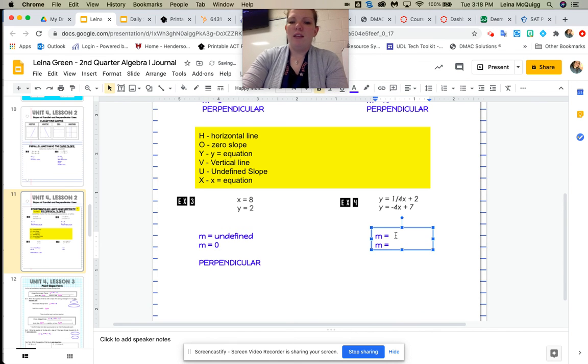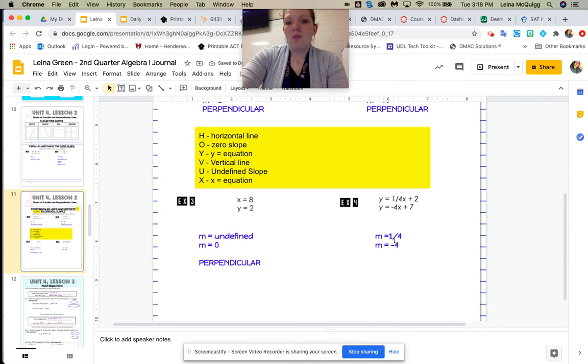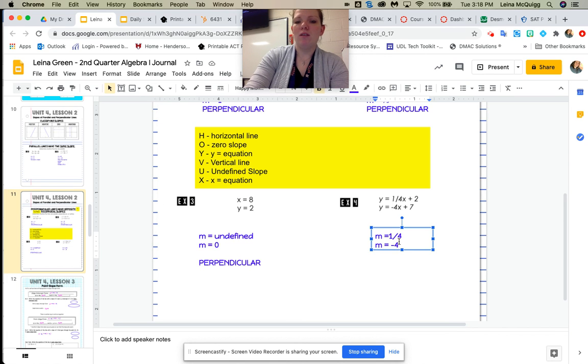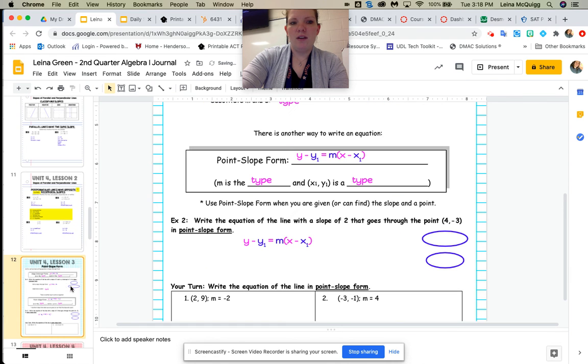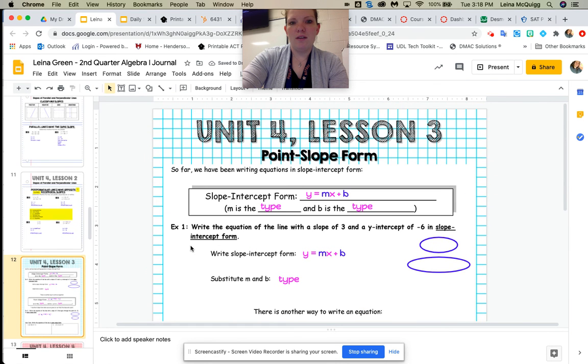All right, number 4. This is a 1/4 slope. This is a -4 slope. So they have opposite signs. They are opposite. And are they reciprocals? Well, if I made -4 a fraction, it would be -4 over 1. And if I flip that, it would be 1 over 4. So yes, these are perpendicular as well. Oops, here we go. They are perpendicular.